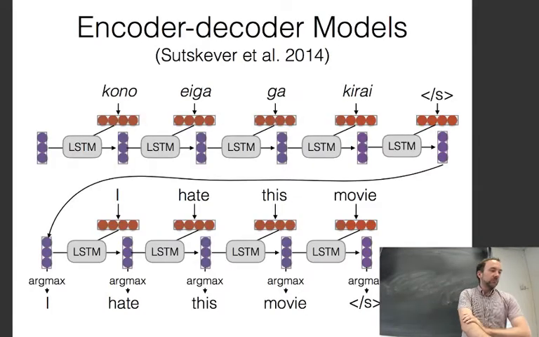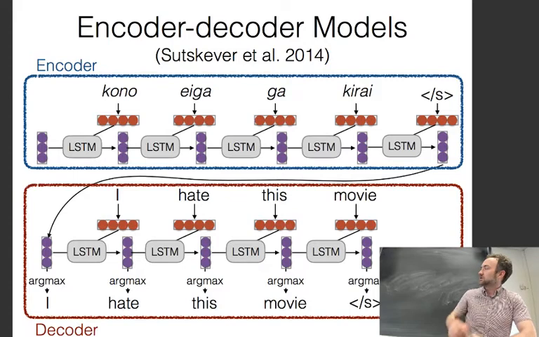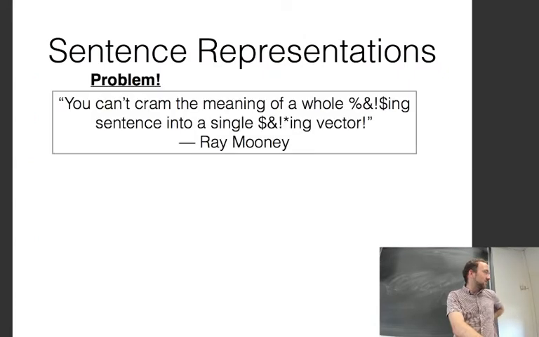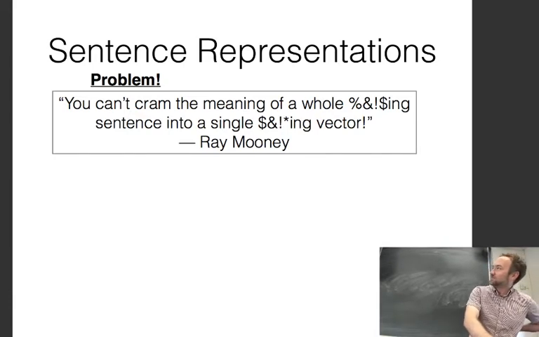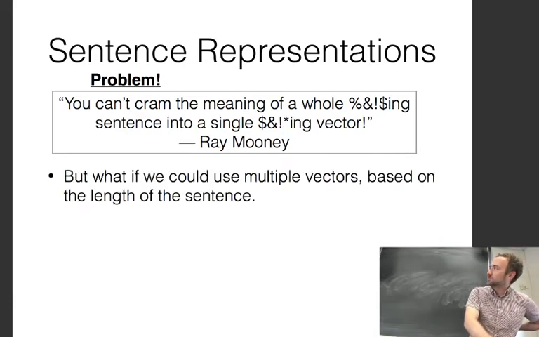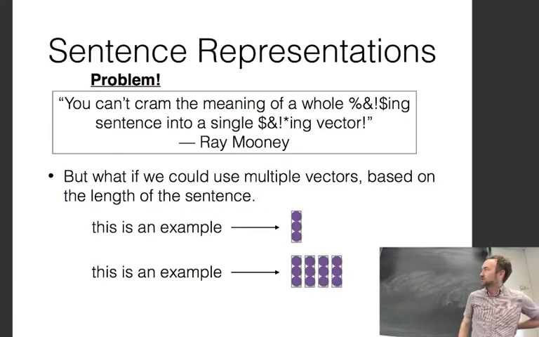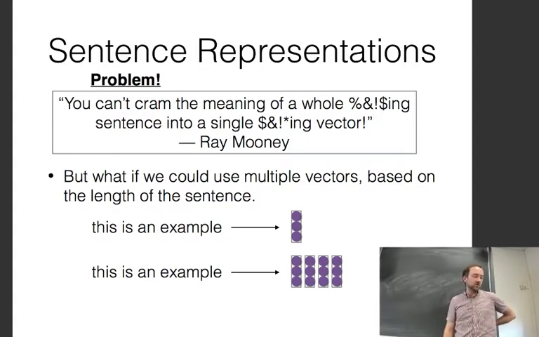So as I talked about before, we have these encoder-decoder models where we have the encoder and the decoder, and they basically pass their information through this state over here, which we hope will contain all the information about the source sentence. But as Ray Mooney says, you can't cram the meaning of a whole bleeping sentence into a single bleeping vector. But what if we could use multiple vectors based on the length of the sentence? So if we don't have this, but instead have this, then this would be better. So that's the general idea of attention, which I think you read about in the course materials.